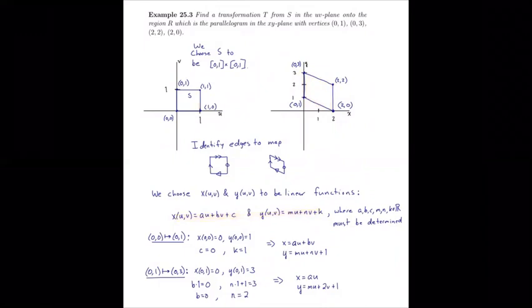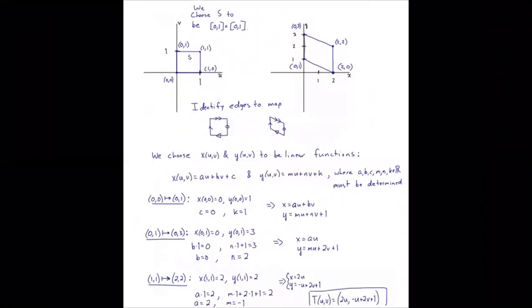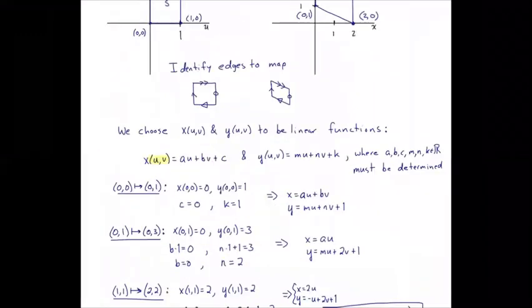Now let's have a look at what we've done here. We said that x is a function of u and v: some unknown coefficient a times u, plus an unknown coefficient b times v, plus some unknown constant value c. Y we've done very similarly. We have unknown coefficients m, n, and k. We need to determine all 6 of those constants.